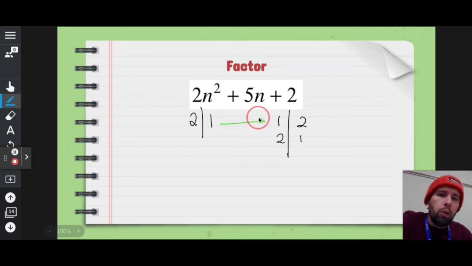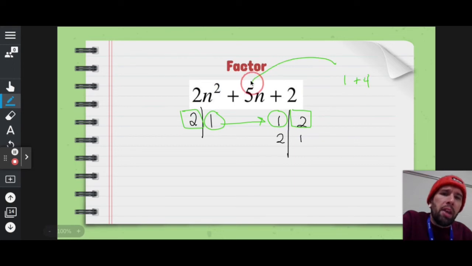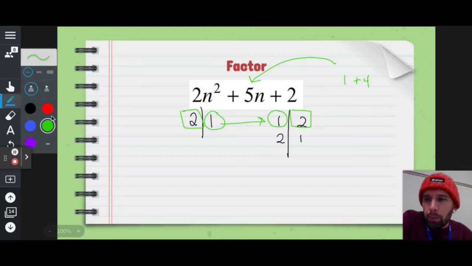I'll choose you, Pikachu. Multiply the insides, 1 times 1. Multiply the outsides, 2 times 2. Add them together. And if you get that middle term, you got your numbers. So I did. I multiplied the insides, got 1. I multiplied the outsides, got 4. 1 plus 4 is 5. Good. Now this is how I set it up.